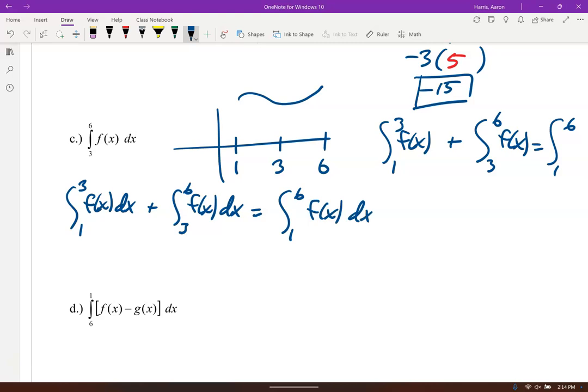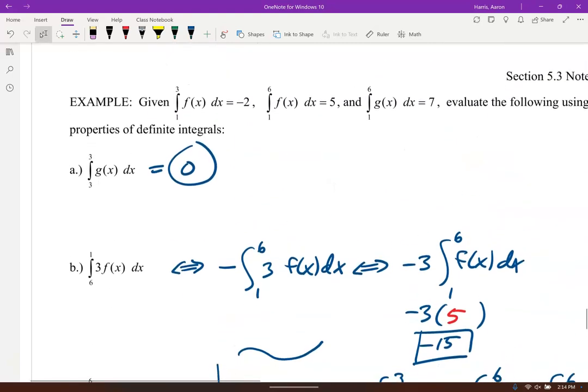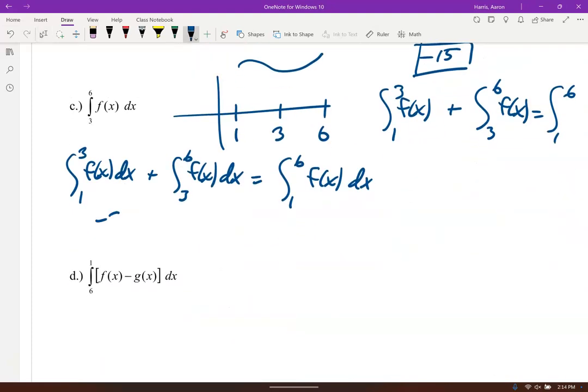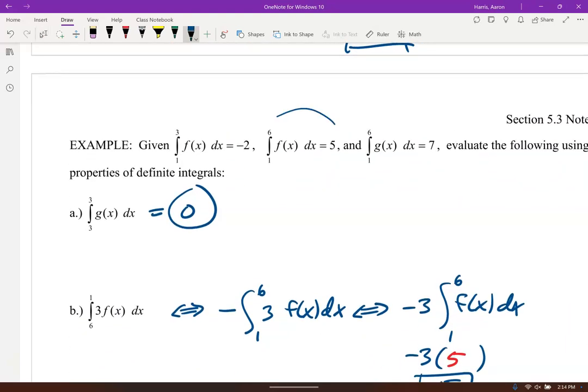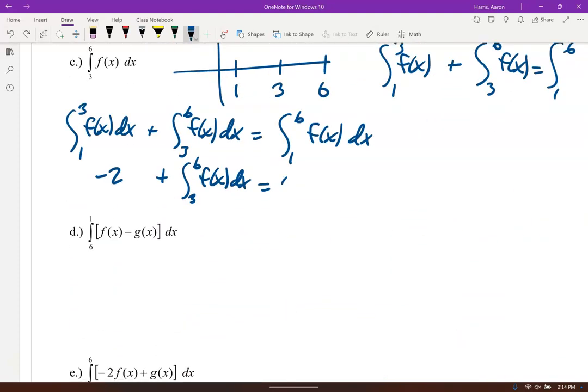All right. And then I go up here and I'm like, well, 1 to 3 is that negative 2 right there. The 3 to 6, I don't know this one, so let me just leave it alone. That's what I'm trying to solve for. But I do have the 1 to 6 up here, and that's the 5. And so I just got to add 2 to both sides. And so the 3 to 6 part would be 5 plus 2, which is 7.